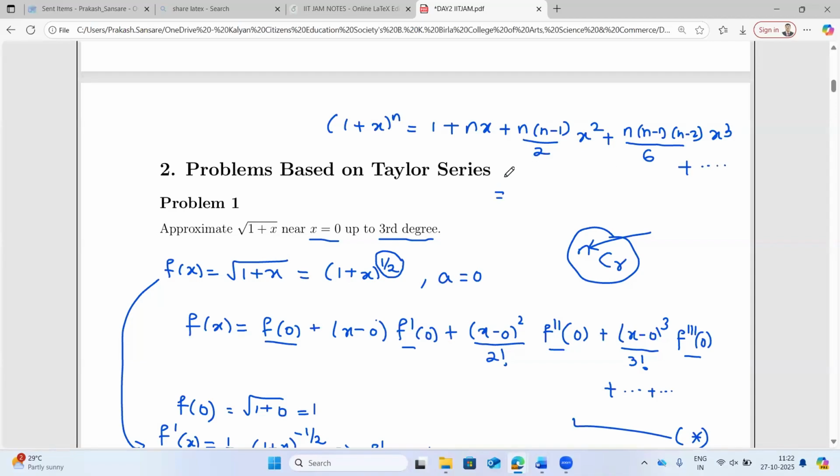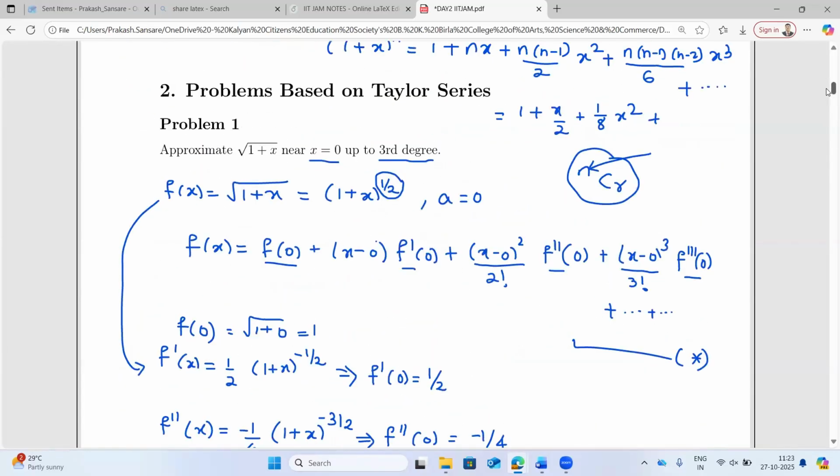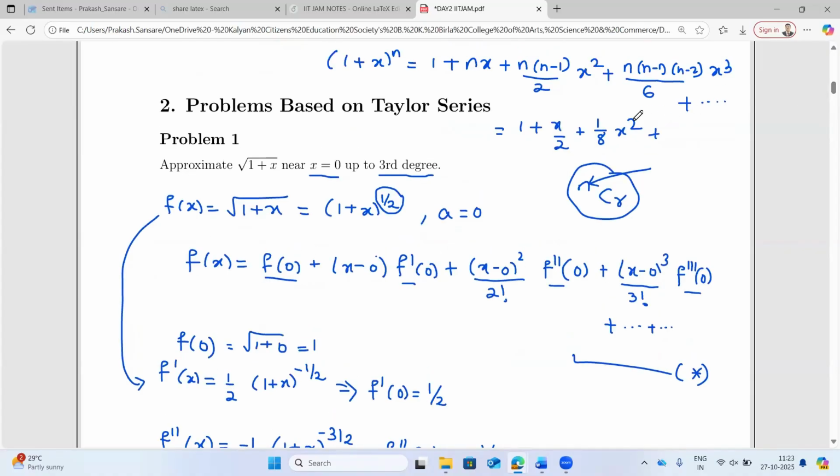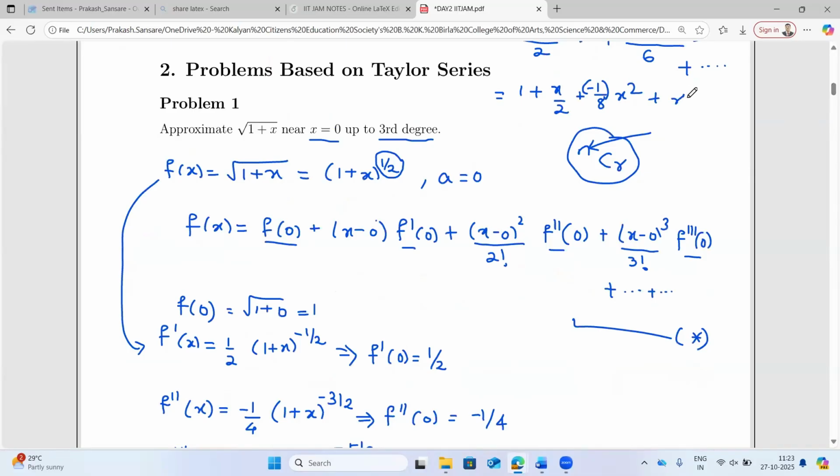So now what is n here? Half. So x by 2 plus, half into half minus 1, it will be minus 1 by 8 x square. Then here you'll get the x cube. So this is also fine.